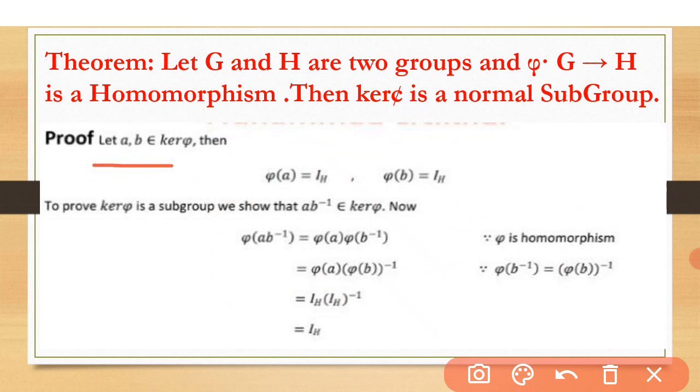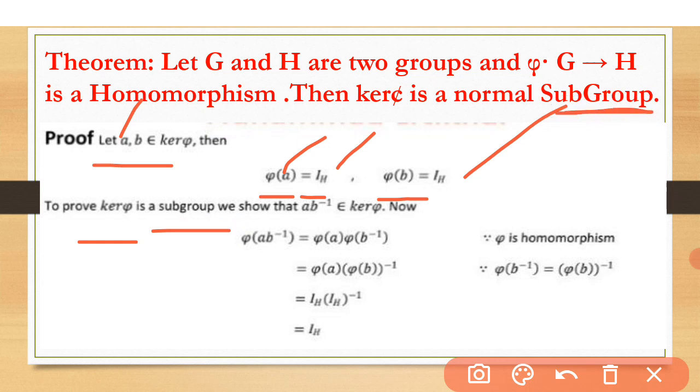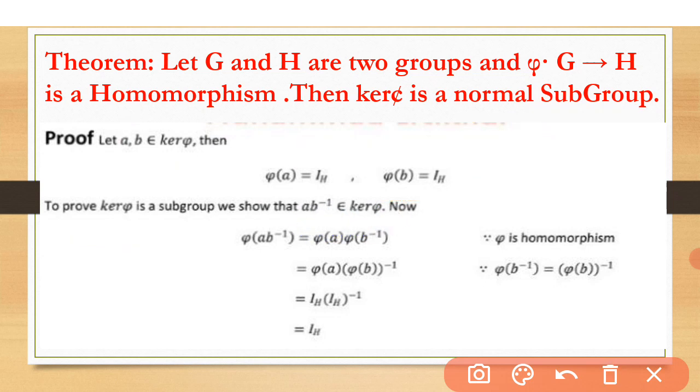Let A and B belong to the kernel of phi. So phi of A will be identity of H, as I told that all the elements in the kernel map to the identity element. So phi of A will be equal to identity of H and phi of B will be equal to identity of H. To prove that the kernel of phi is a normal subgroup, first we prove that it is a subgroup, then we prove that it is a normal subgroup. So to prove that the kernel of phi is a subgroup, we show that A B inverse belongs to the kernel of phi, which is the requirement of a subgroup.